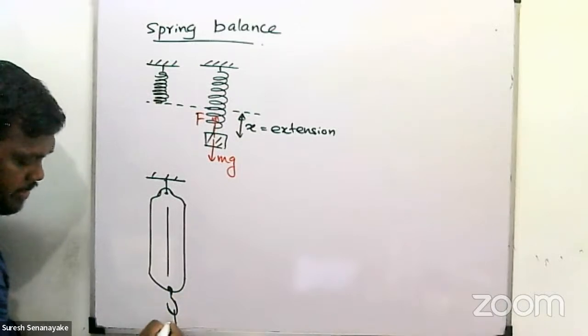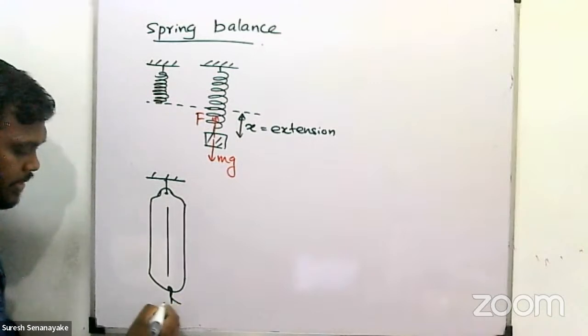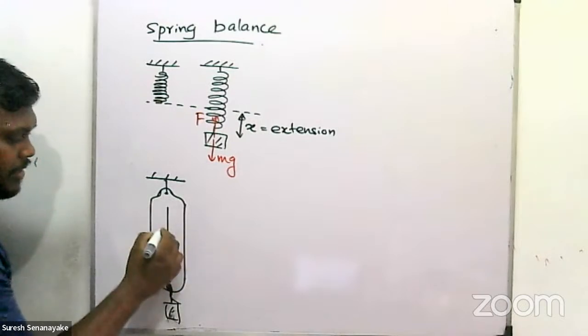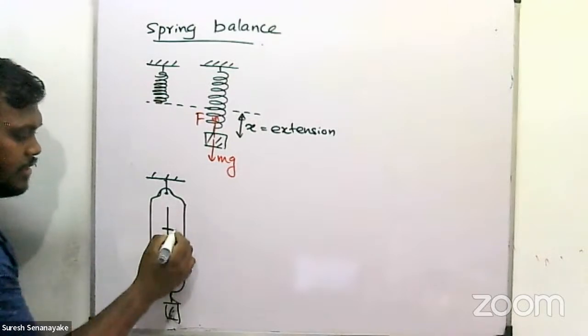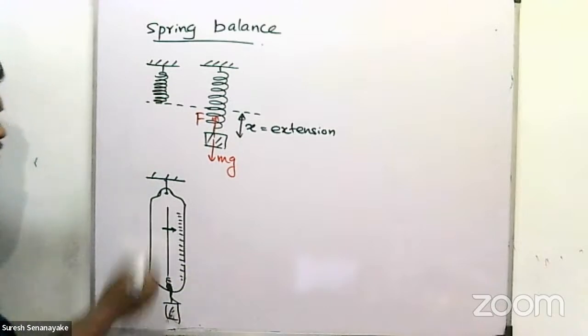Okay. Short drawing like this. This indicator is moving down. There is a unit scale. So like that, you can get it.